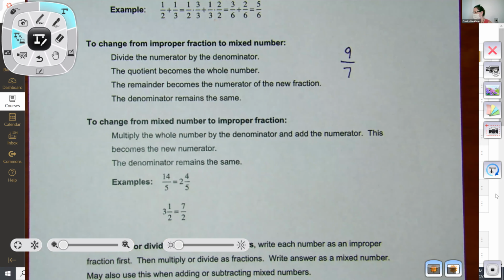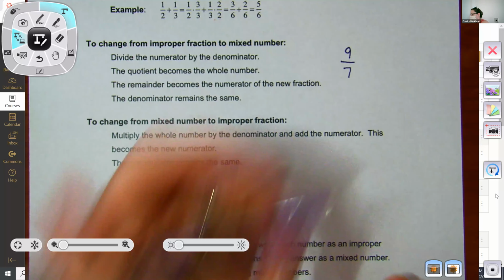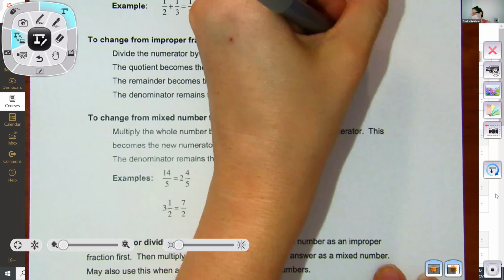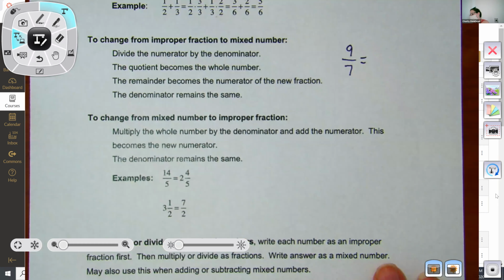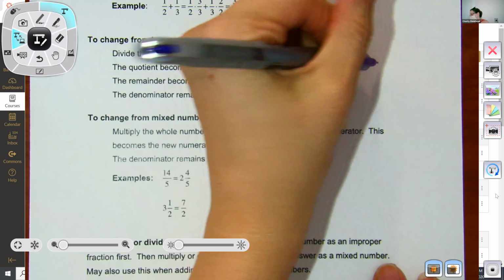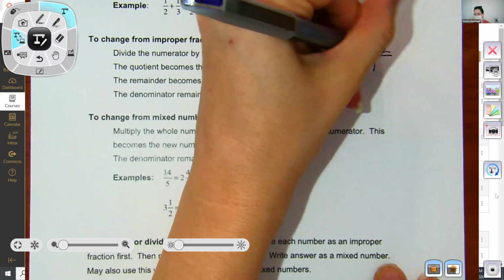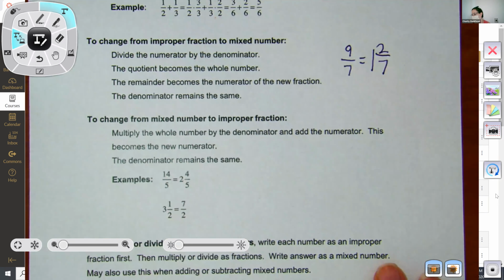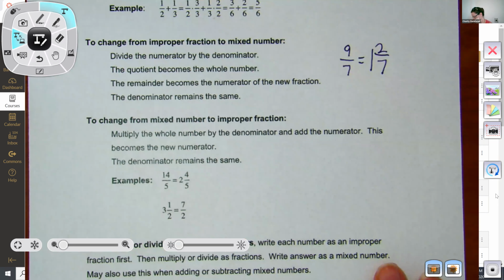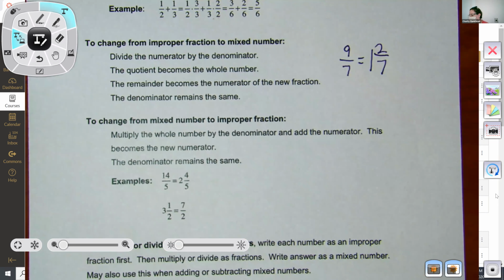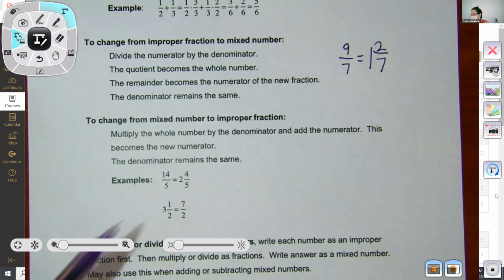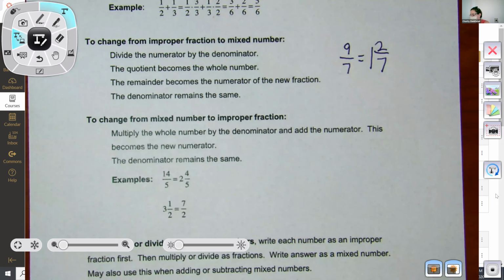So to change that to a mixed number, basically you're dividing it. So 7 goes into 9 one time with 2 left over. And so there's the 2 left over the 7. So it's 1 and 2/7. All right, so that's how you change from an improper fraction to a mixed number. And I guess that's an example right there also: 5 goes into 14 2 times with 4 left over, so 2 and 4/5.